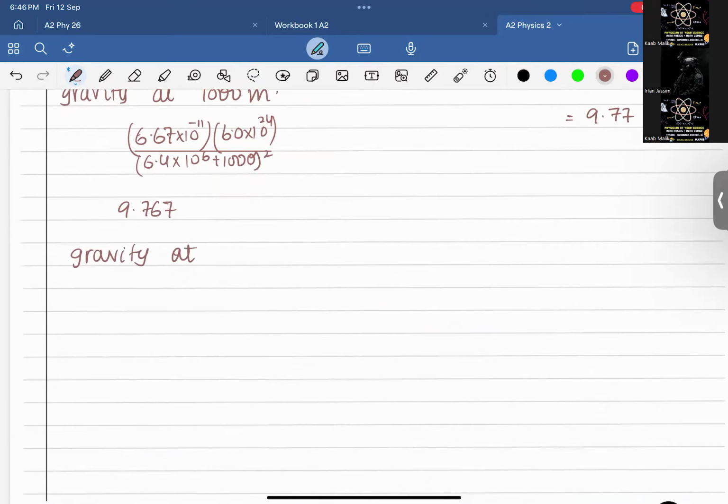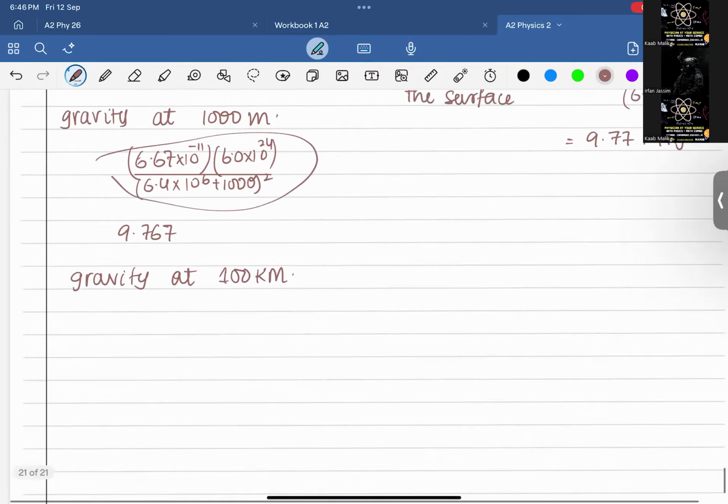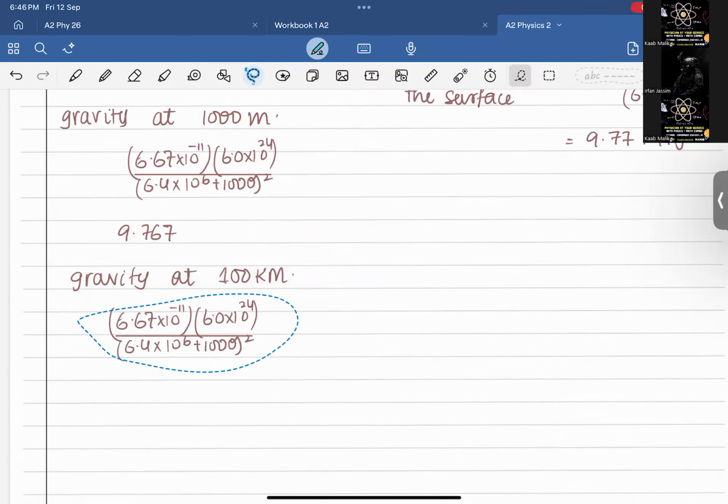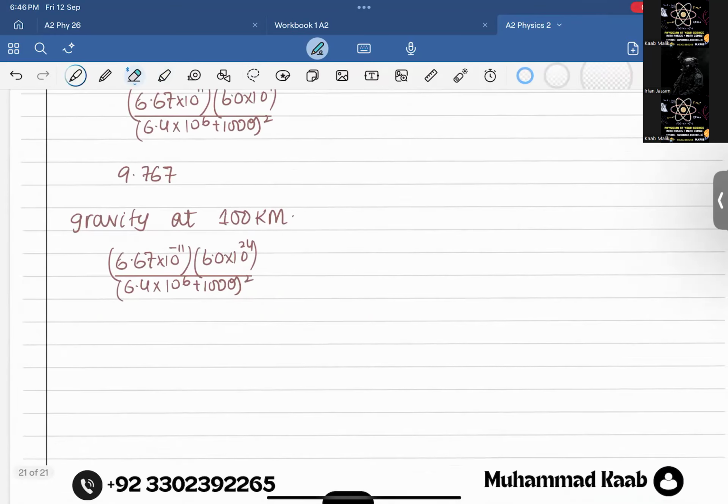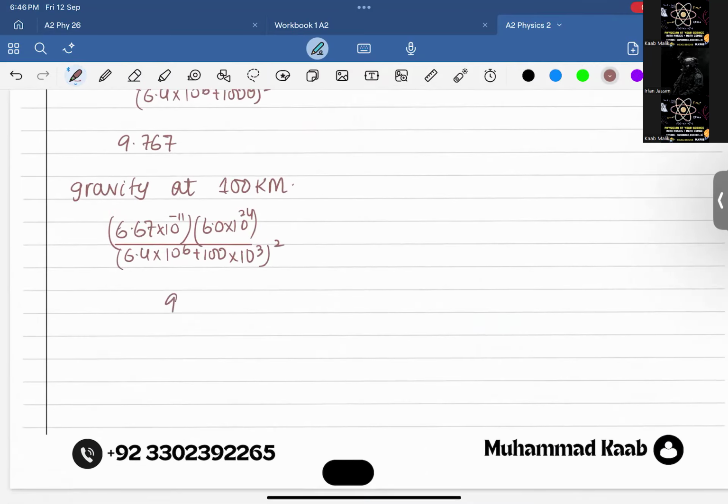If you go to the gravity at 100 kilometers, now it is going to change. 100 kilometers means 1 times 10 to the power 5, or 100 times 10 to the power 3 meters, and you have to square it. So when you find that value, it is now 9.47 newtons per kg.